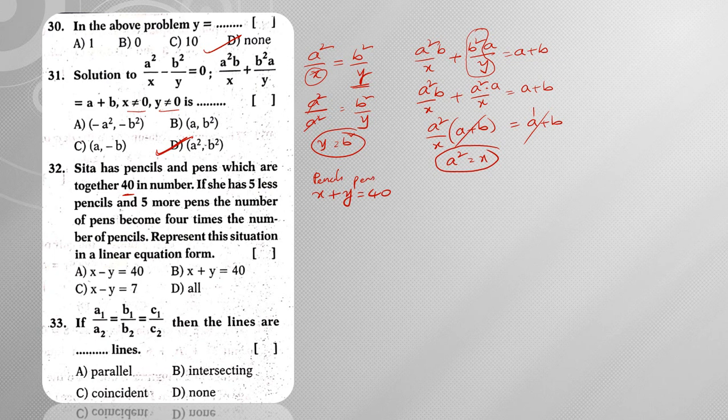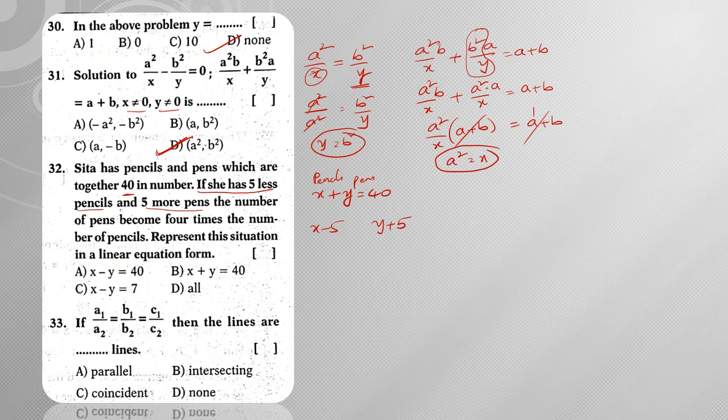Here I am going to consider x as pencils and y as pens. Okay, next, what is it saying? If she has 5 less pencils, 5 less pencils means x minus 5, and 5 more pens means y plus 5. And what is said? The number of pens becomes 4 times the number of pencils.